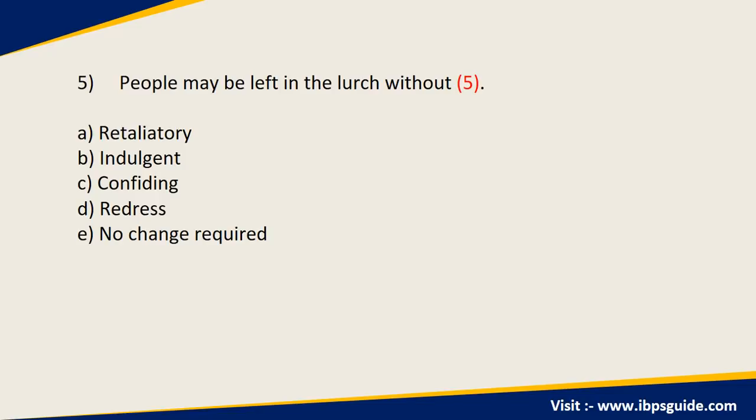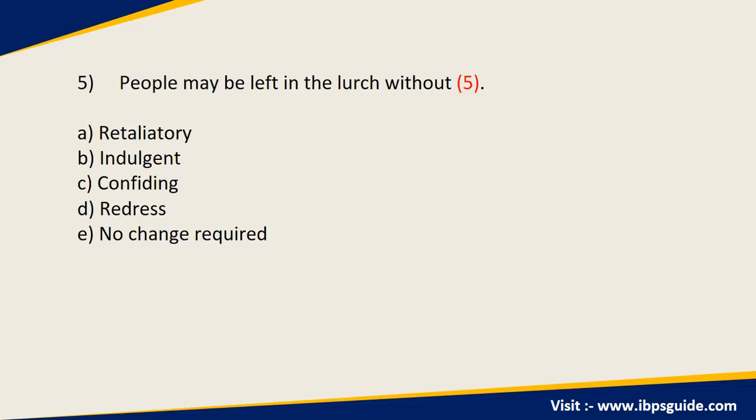So option A is retaliatory. To retaliate is to respond to something violently or aggressively, right? And retaliatory is an adjective that describes acts of retaliation. Okay, so we don't need an adjective, which means we'll eliminate option A. So option B is indulgent. Again here, the verb indulge means to allow yourself to enjoy something, and indulgent describes someone who behaves in such a way. So indulgent is also an adjective, which means we can eliminate option B as well.